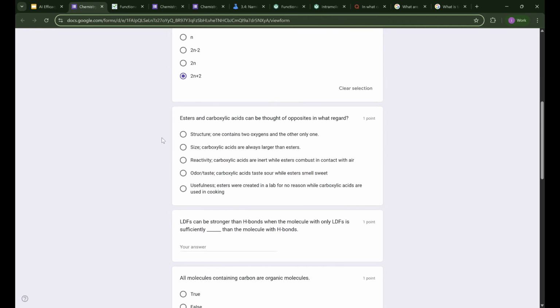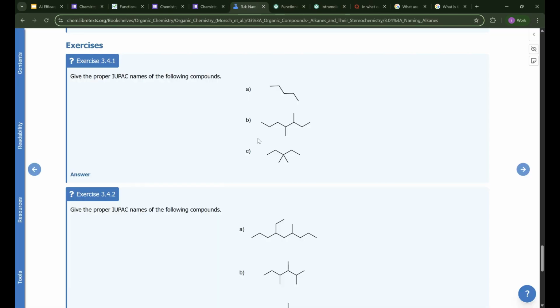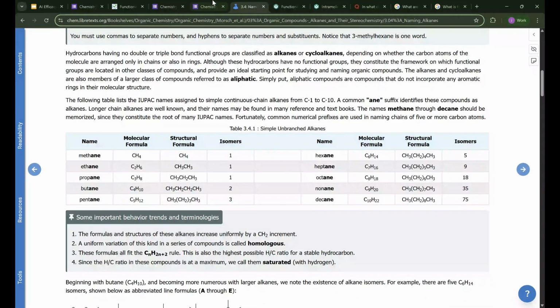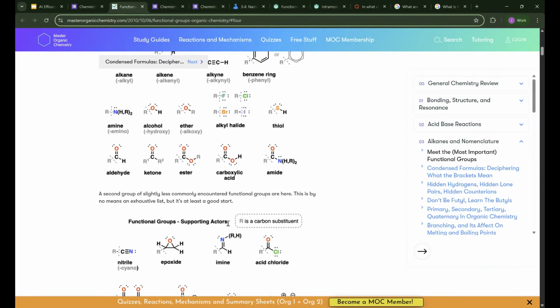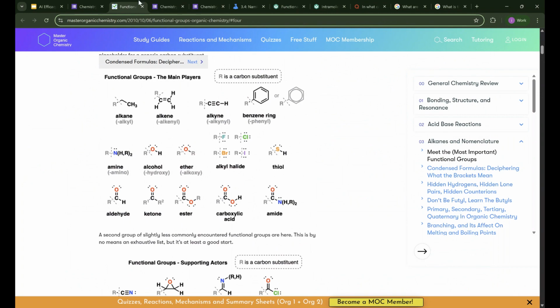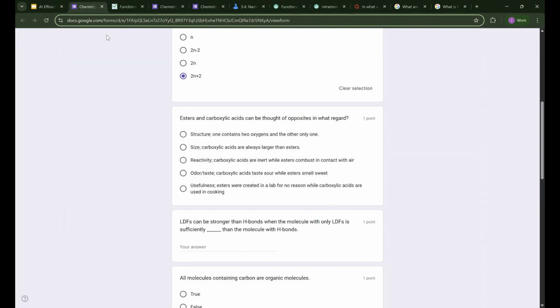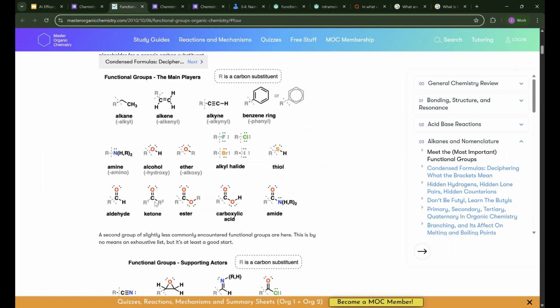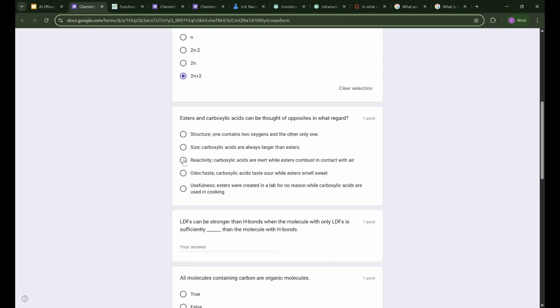What was possible? Oh, okay. So esters and carboxylic acid. That would be in this website, I believe. So here they are. I think what they're getting at is a hydrogen bond there.